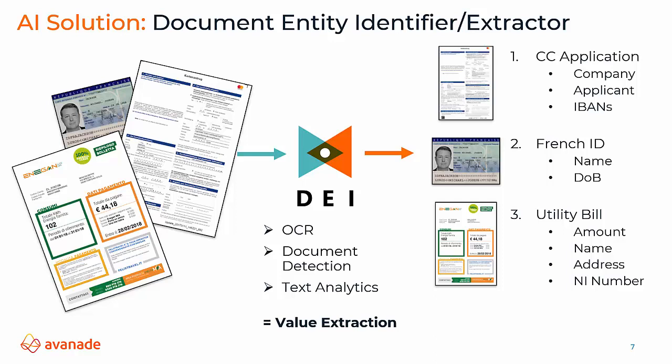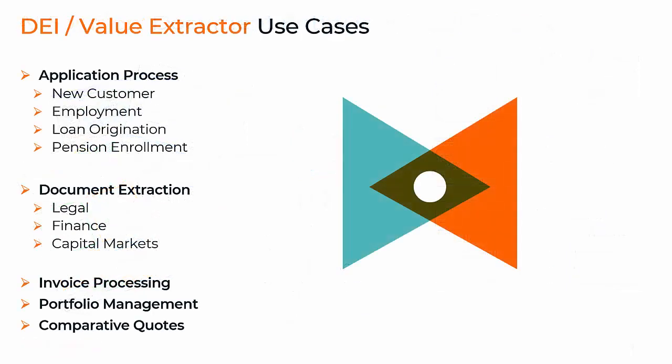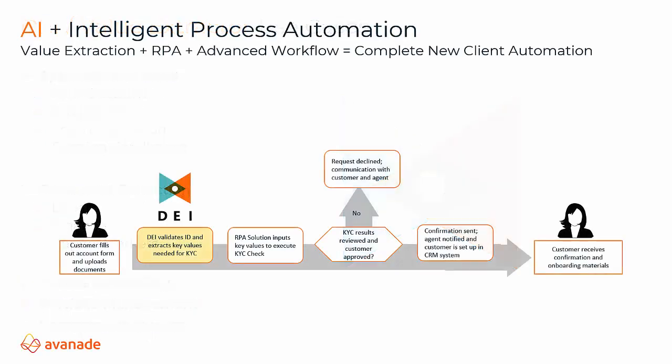DEI can be used in a number of different scenarios, from customer onboarding to competitive customer service engagements. Some additional use cases include application processes, such as customer and employee onboarding, loan origination, enrollments, document extractions around legal and finance scenarios, as well as capital markets and portfolio management. DEI is powered by advanced AI in Microsoft Azure. AI and intelligent process automation together, along with bots, can offer you a complete new client automation story.